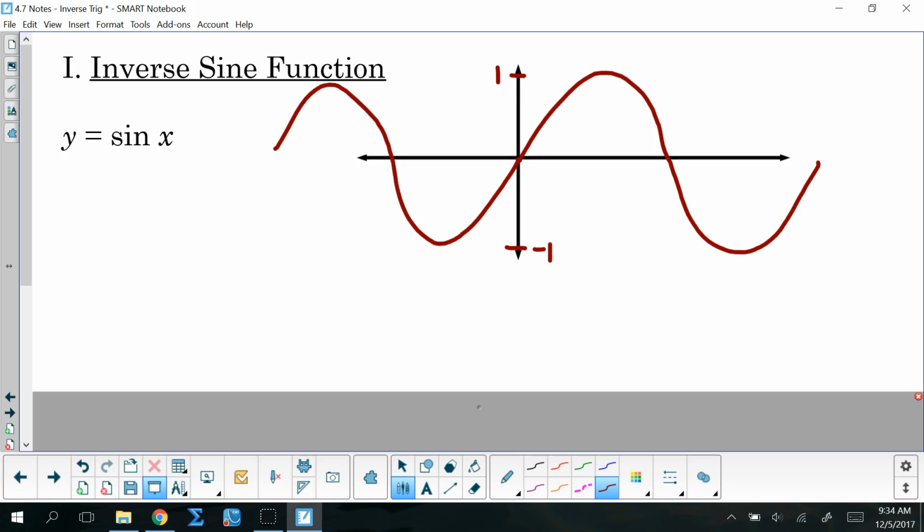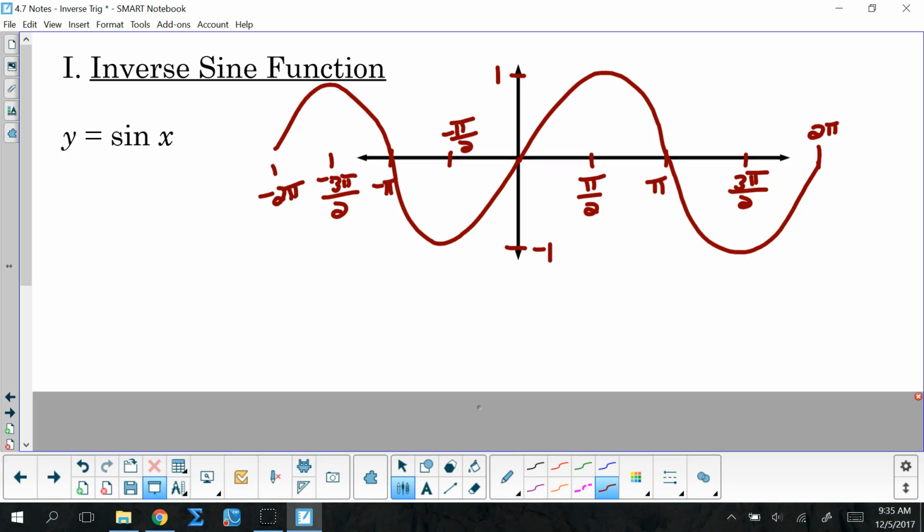Way out here, this is 2 pi. Half of that would be pi. Half of that would be pi over 2. The other half would be 3 pi over 2. Which means that this half would be negative pi over 2. This would be negative pi. This would be negative 3 pi over 2. And this would be negative 2 pi. Correct? Okay. I like it.